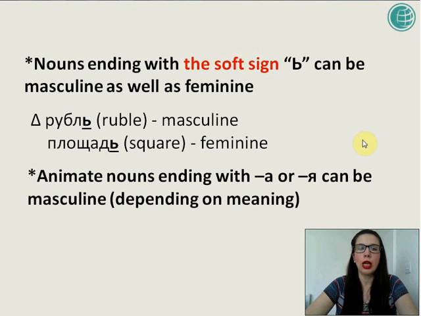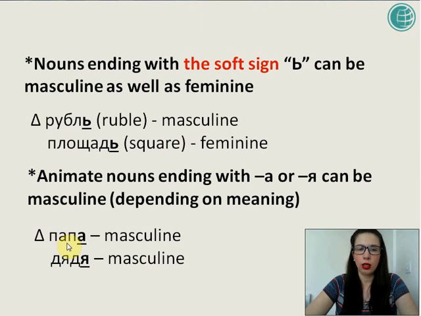And also, you have to understand that animate nouns ending with а or я can be masculine, depending on the meaning. You will understand this very easily. Папа, this noun ends with а. And sometimes we can say, okay, if a noun ends with а, it's a feminine word. No. Папа is father, it cannot be a feminine word, it's a masculine word. Similar with дядя, uncle, ends with я, it's a feminine ending, but this noun is masculine.